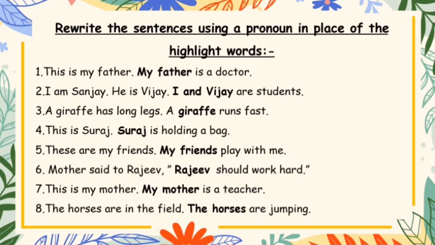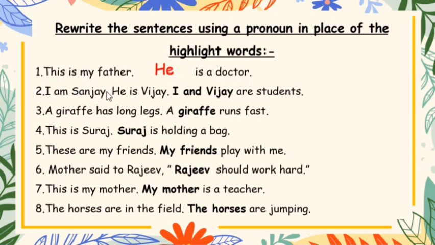Let's use all the 7 personal pronouns that we have learned so far and do this exercise. Rewrite the sentences using a pronoun in place of the highlighted words. You have to use the personal pronouns in place of these highlighted words. This is my father. My father is a doctor. Here you will have to replace my father with a personal pronoun. So in place of my father, which pronoun will come? He. This is my father. He is a doctor.